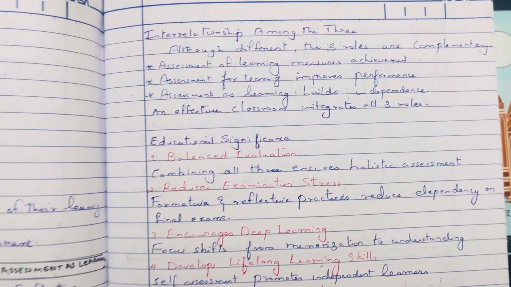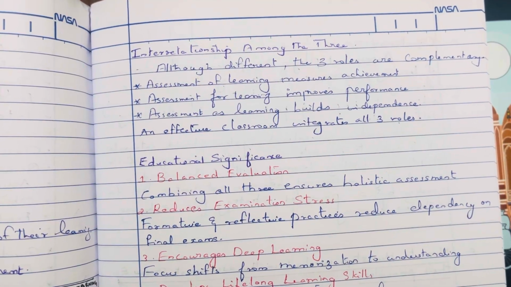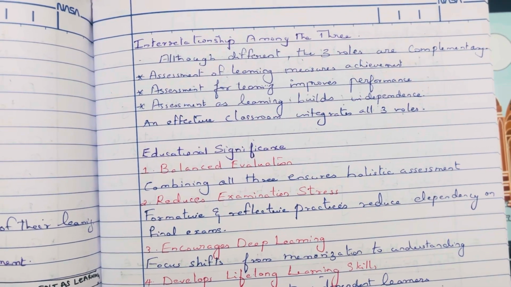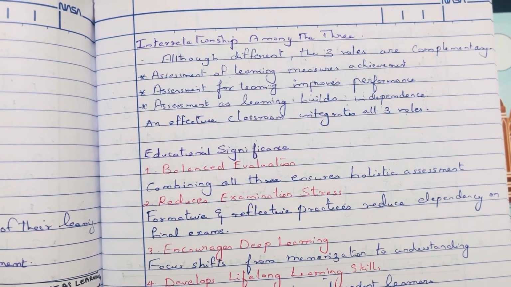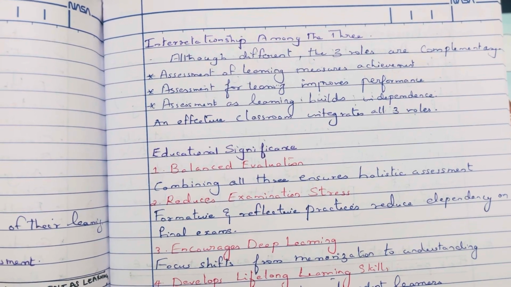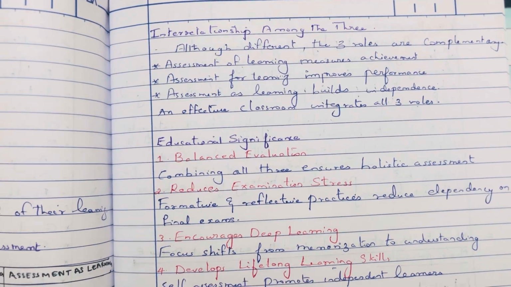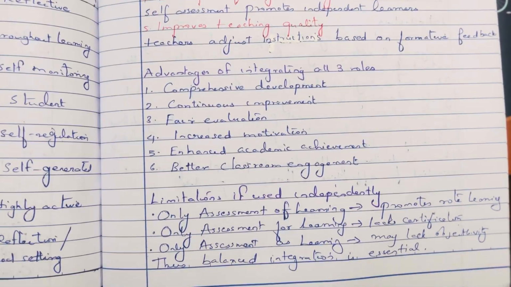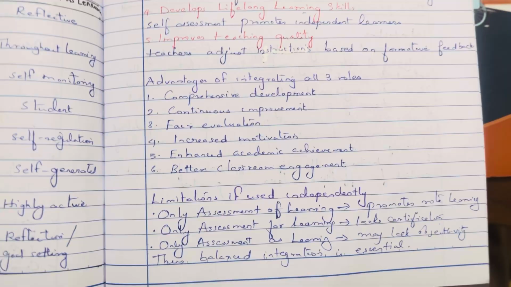Interrelationship among the 3. Although different, the 3 roles are complementary. Assessment of learning measures achievement. Assessment for learning improves performance. Assessment as learning builds independence. An effective classroom integrates all 3 roles. These are the advantages and limitations.